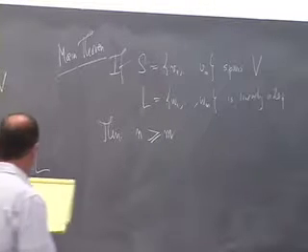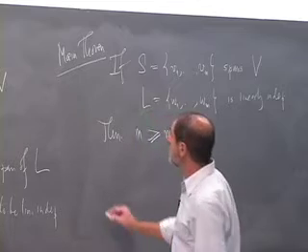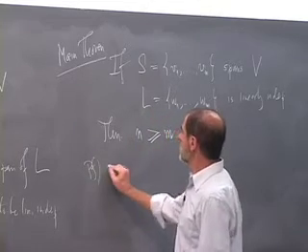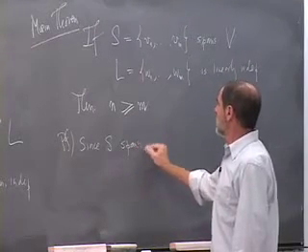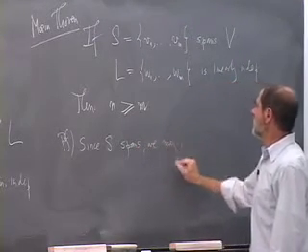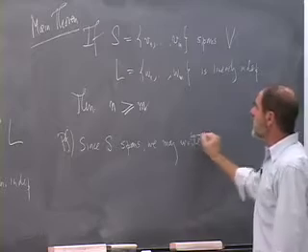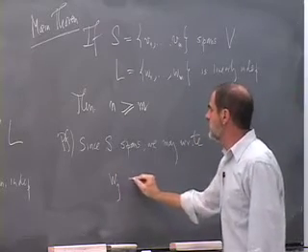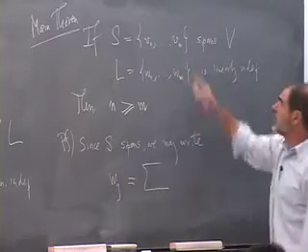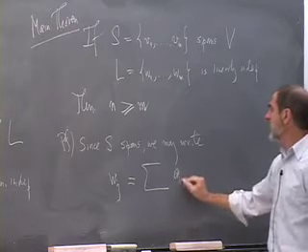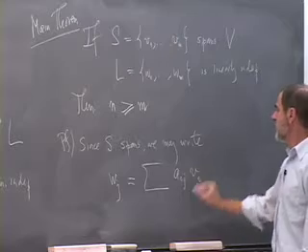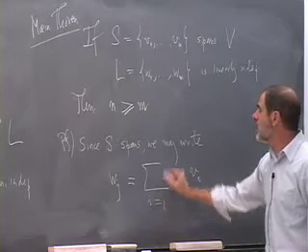Okay, so let's prove this. Proof. Since S spans, we may write every element in W, which I'll call Wj, as a linear combination of the elements in V. So I'll write that as the sum of Aij Vi, where I sum from i equal 1 to n.